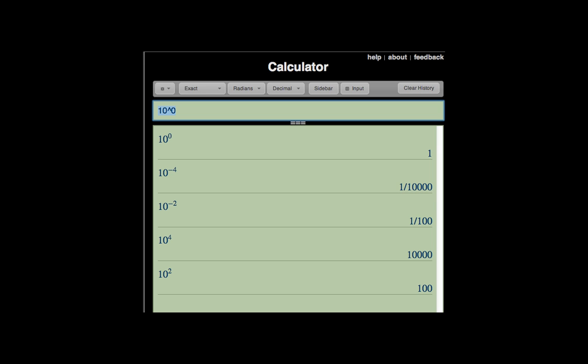If you have 0.0001, that should also be okay. And 10 to the 0 power should be a 1. So hopefully you have those all filled in.